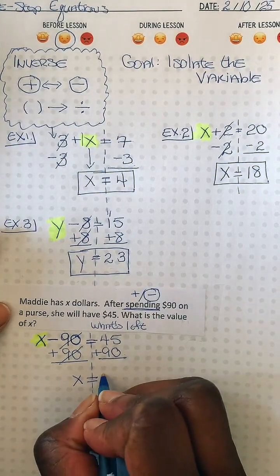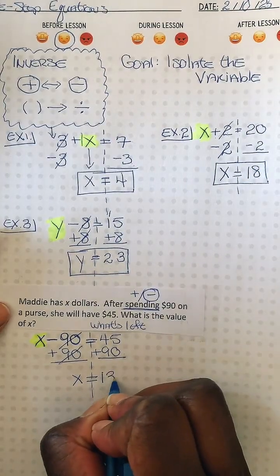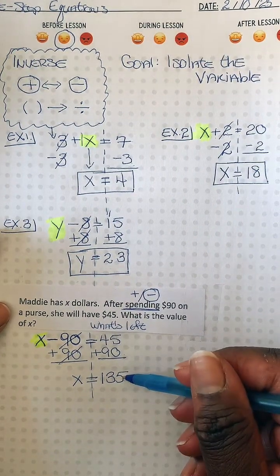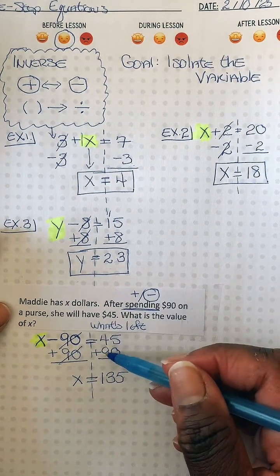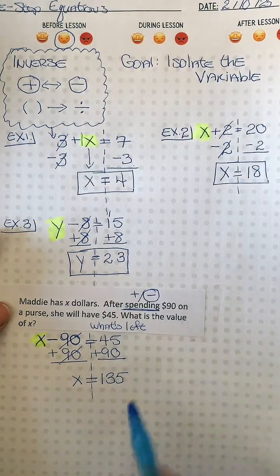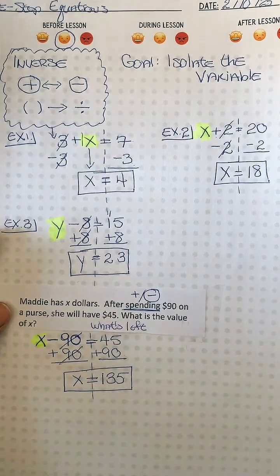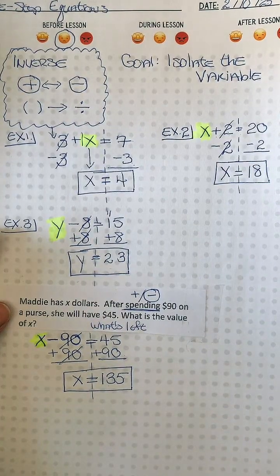Okay, so let's look at 135. Okay, 5 plus 0 is 5. 4 plus 9 is 13. Altogether will give me an answer of 135. All right.